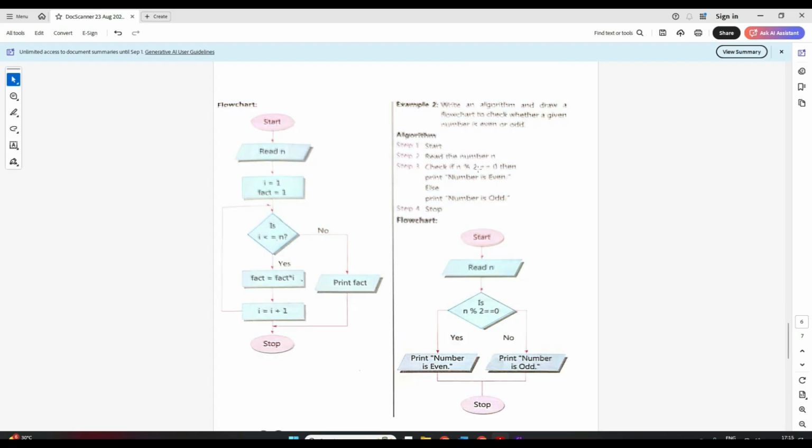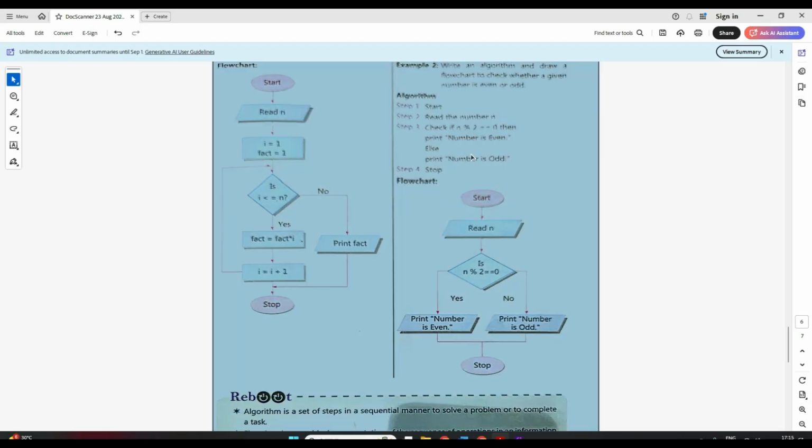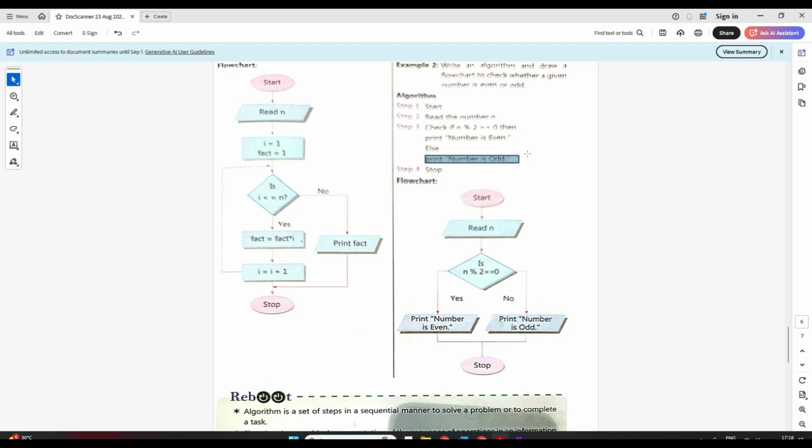If this remainder is 0, that means it's an even number, divisible by 2. And if it's not 0, that means it's not divisible by 2, so it will be an odd number, right? See, the same thing they have written. Check if n mod 2 is equal to 0. If it is equal, that means no remainder when you divide by 2, then it will print number is even. Else print number is odd.